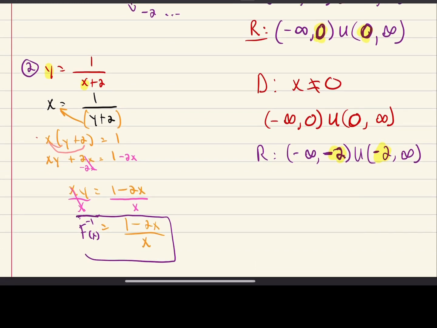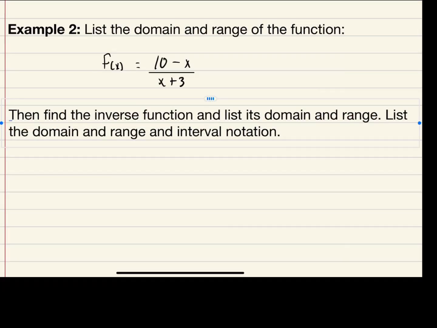And so we found all the parts that we needed to find with this question. Let's take a look at one more. So for the first part of this question, we're going to find the domain and the range of the function as much as we can.